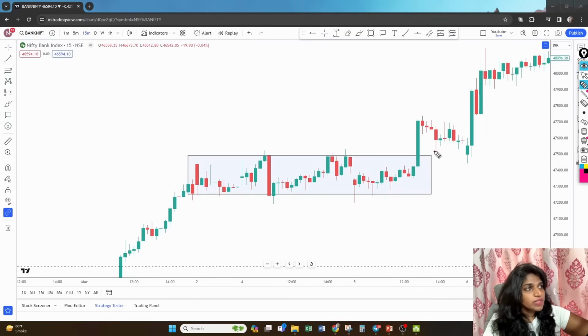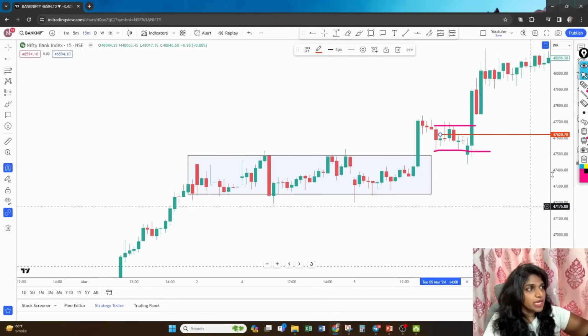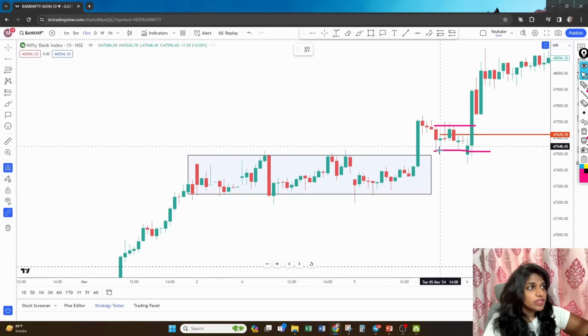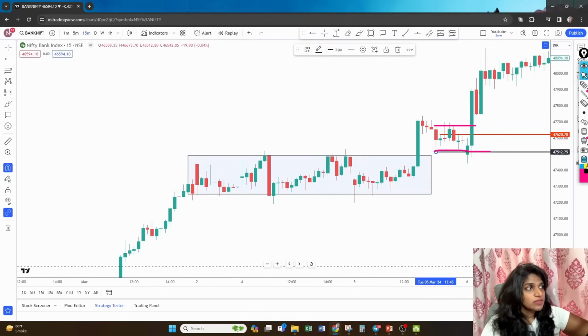On a 15-minute time frame, I have to wait for the high of this particular candle to be taken out. The inside bar candle high is 47,620. The moment this 47,620 is taken out, I'll be going long with the mother candle low as my SL. So I'll mark the SL in black color at 47,500, and 47,620 will be my long entry, say 47,625. Let's say at this candle my entry gets triggered.